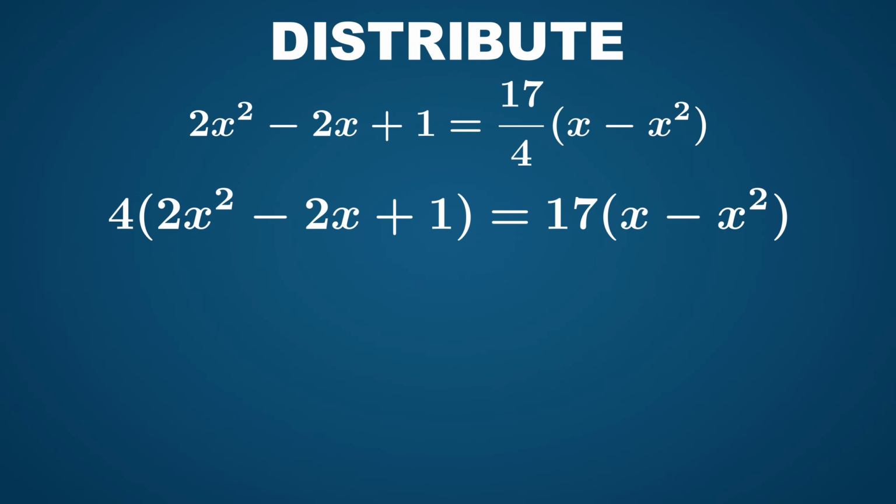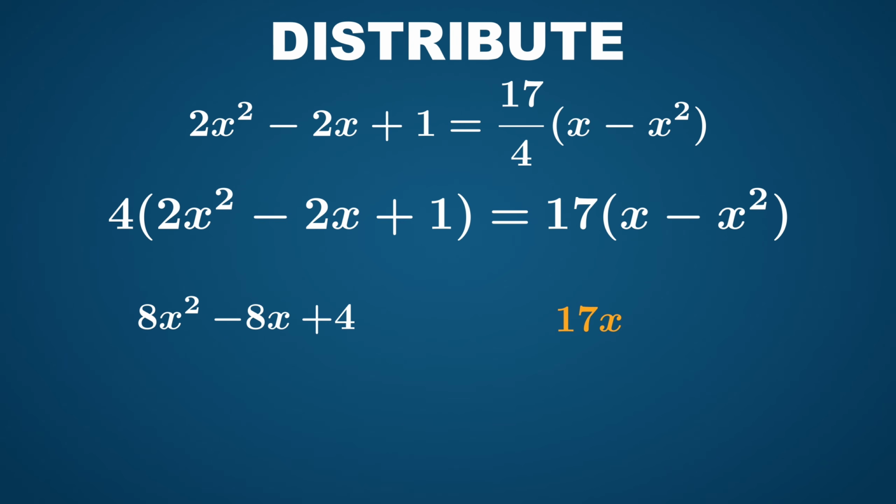Now we distribute the numbers on each side. On the left, 4 times 2x squared is 8x squared. 4 times negative 2x is negative 8x. And finally, 4 times 1 is simply 4. So the left side becomes 8x squared minus 8x plus 4.